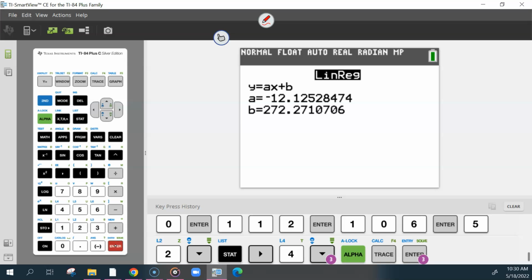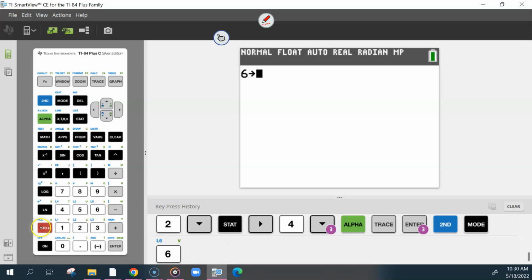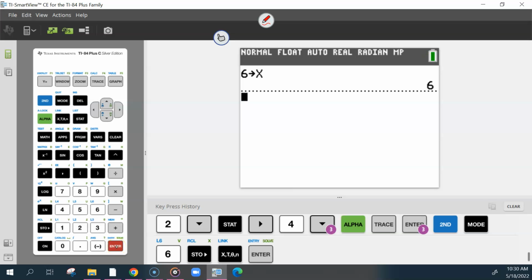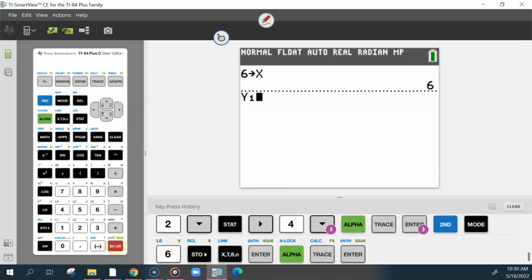It'll give you some equation, and to find the answer, I'm going to go back to the main screen, second mode. I'm going to store 6, so the STO above on for x, and then hit enter. And then I'm going to go back and grab my equation from y1, so alpha trace. Wherever you stored it, mine is stored in y1, and hit enter. And then you would round to 200.